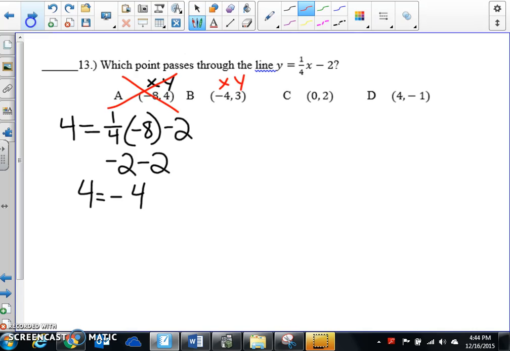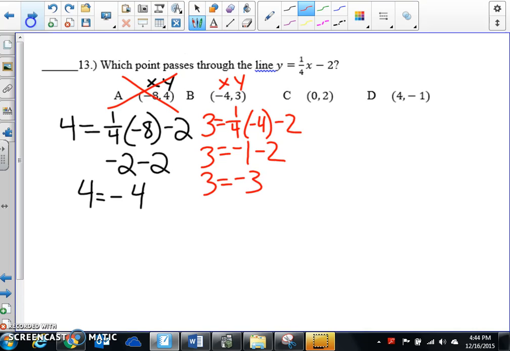Let's go over here, x, y. My y value is 3. 1/4 times -4 minus 2. So I use my calculator. 1/4 of -4 is -1. -1 minus 2 is -3. 3 does not equal -3, so that doesn't work.